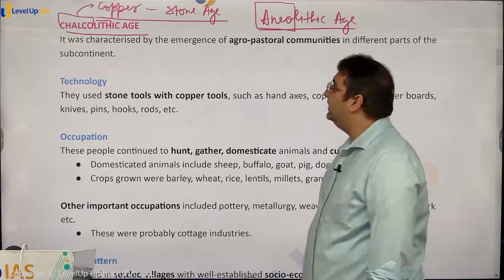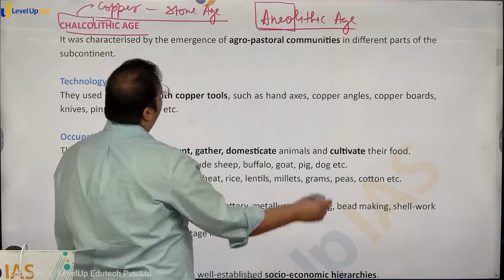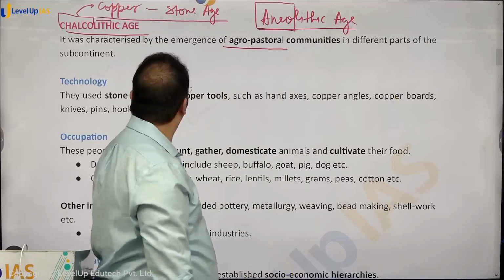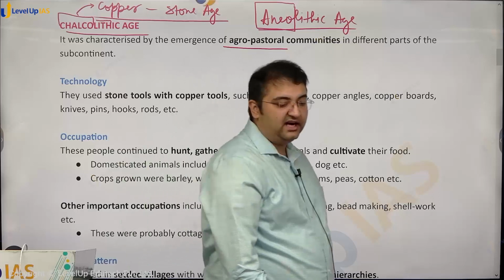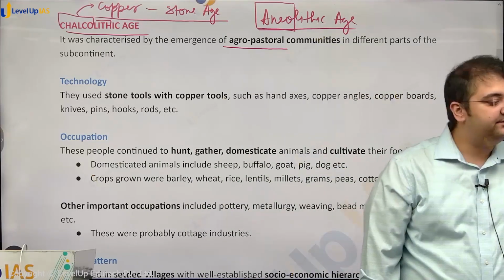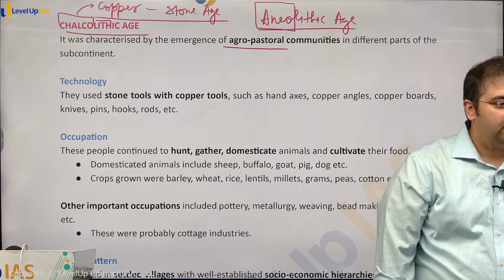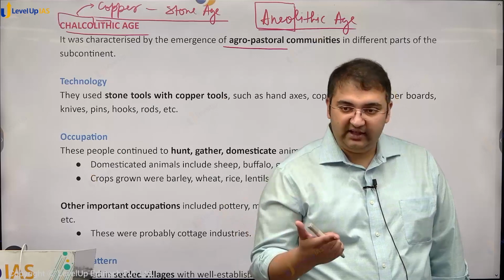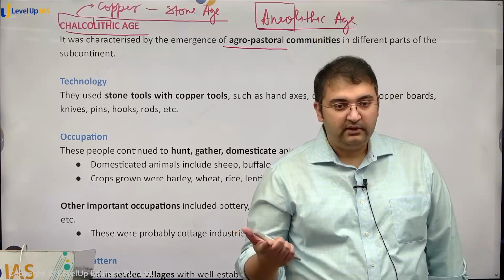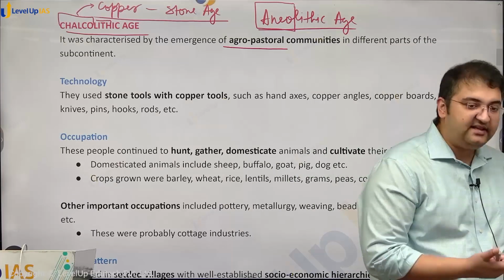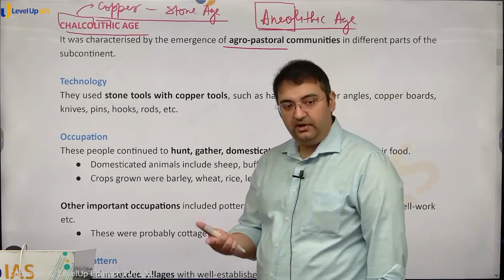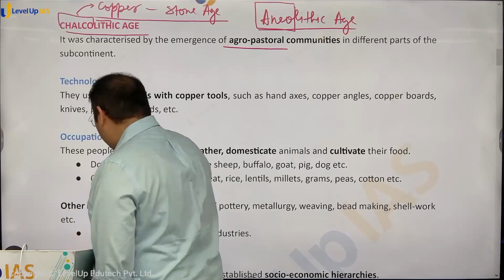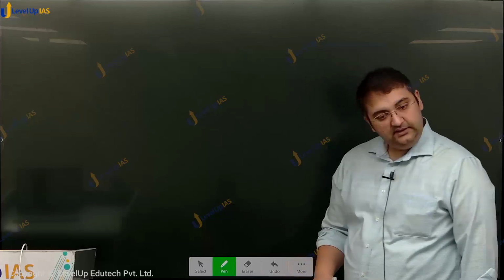What were the characteristics of this age? It was characterized by the emergence of agro-pastoral communities in different parts of the subcontinent. What do you understand by this term, agro-pastoral communities? That means groups of people who practice both agriculture as well as pastoralism. What is pastoralism? The practice of domesticating grazing animals for the purpose of either meat or milk or other goods. Now, where did these communities emerge? In different parts of the subcontinent.